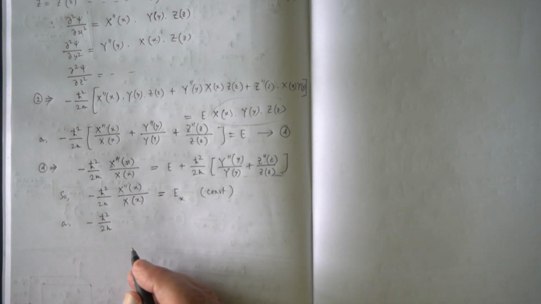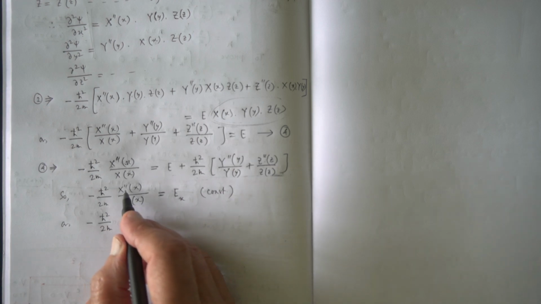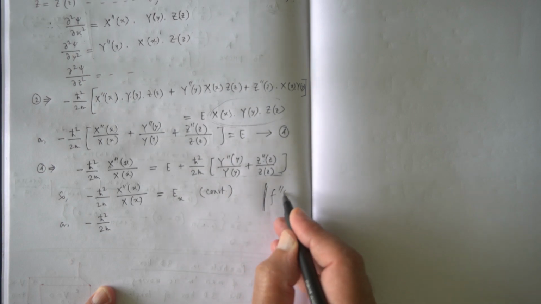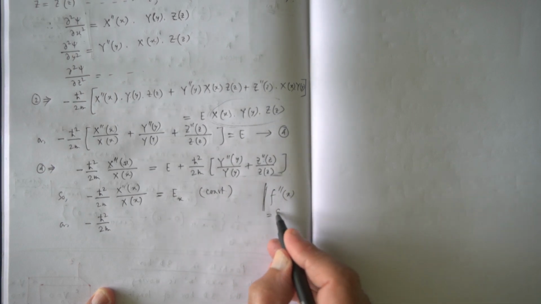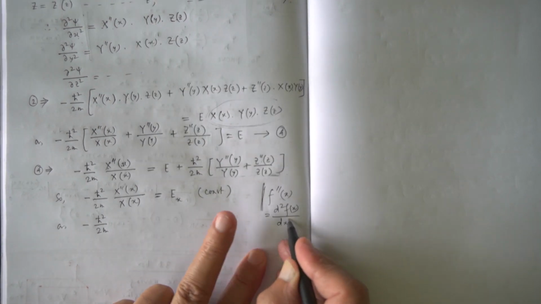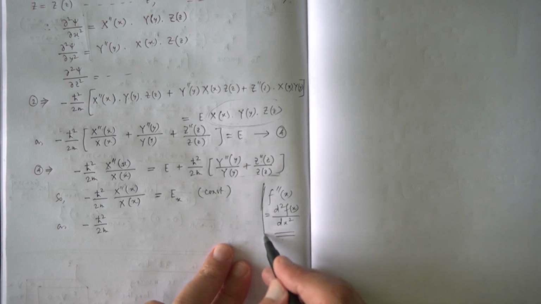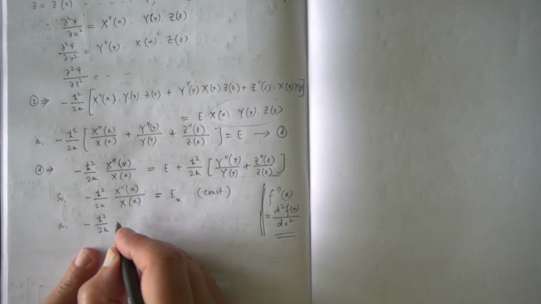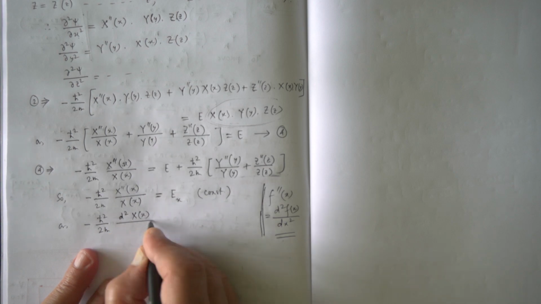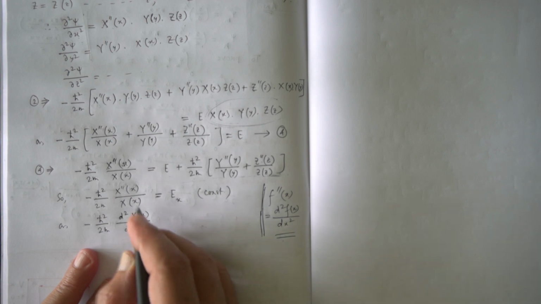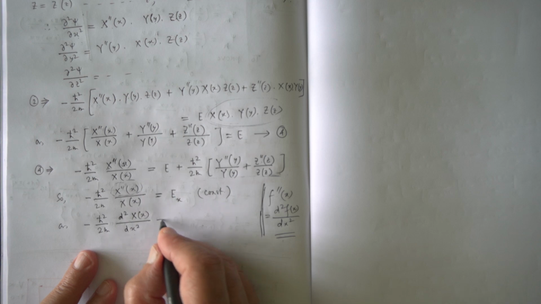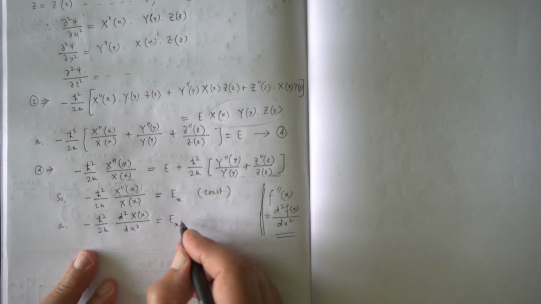So we can write it like this: minus ħ²/2m X''(x). What does it mean? d²X(x)/dx². It means this. Similarly, X''(x) means d²X(x)/dx². So this is equal to this, and this is equal to Ex X(x).